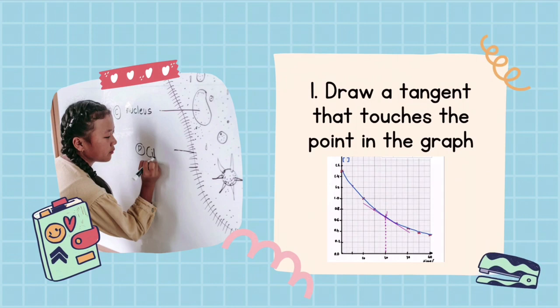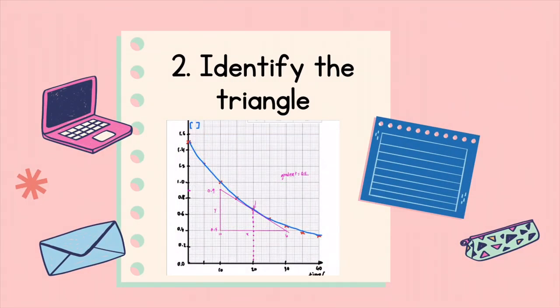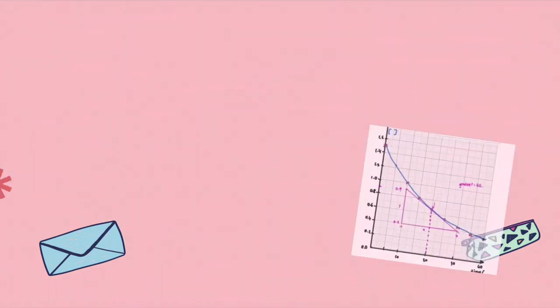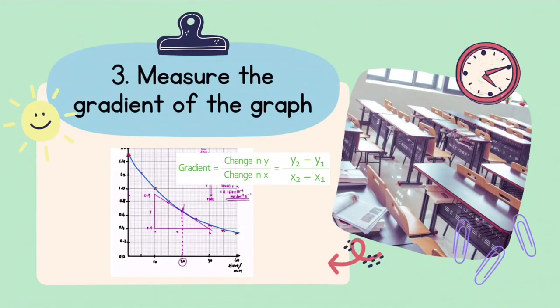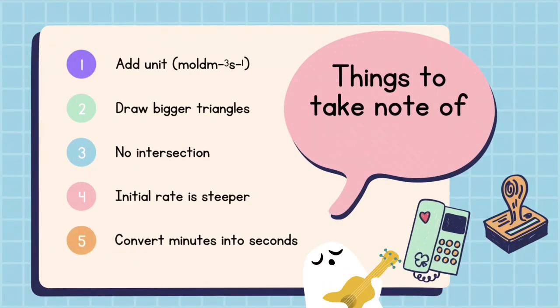To do this, we can firstly draw a tangent, a line that touches the point in the graph. Next, we should also identify the triangle by drawing a straight line horizontally and vertically. Now, we can obtain the two different x and y values from each end of the triangle. To find the gradient, we simply find the difference of the y values and divide it by the difference of the x values.